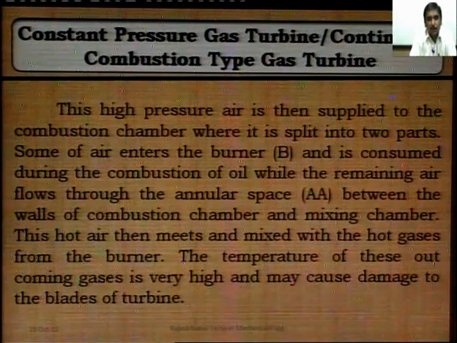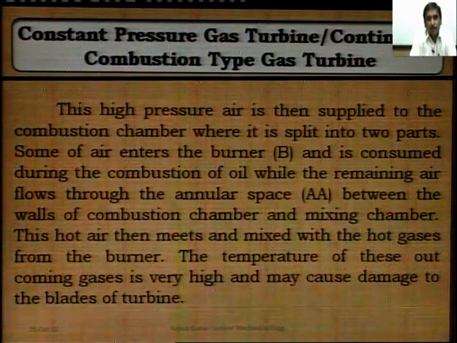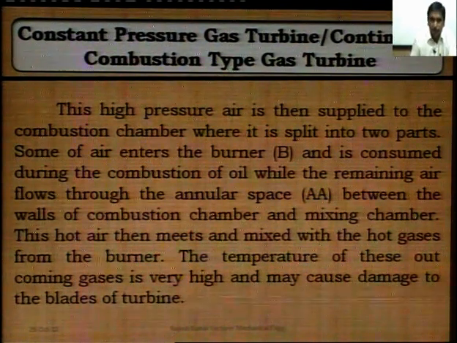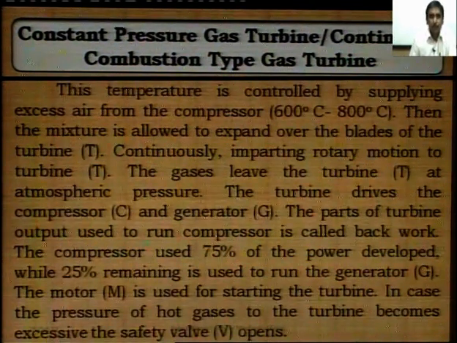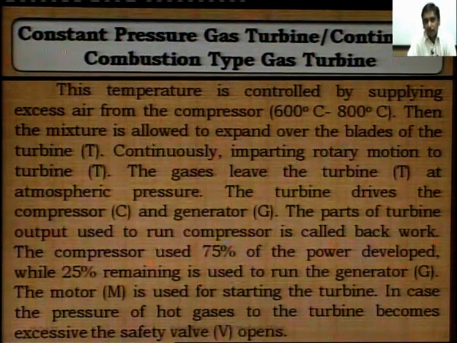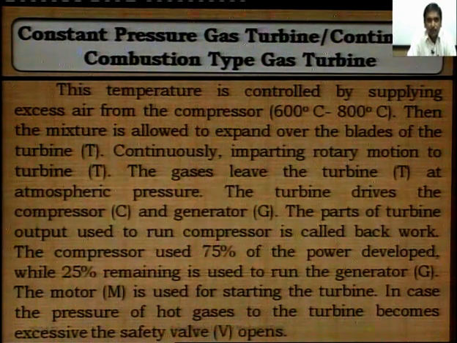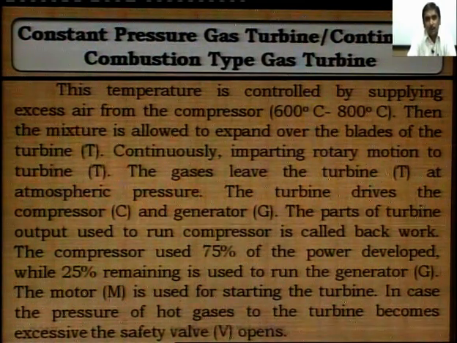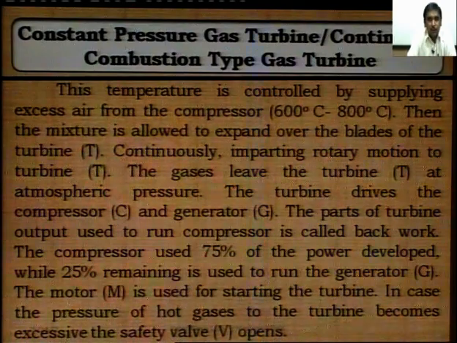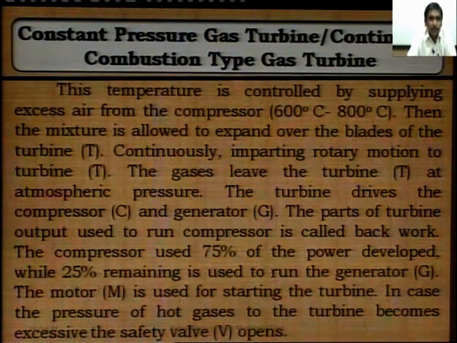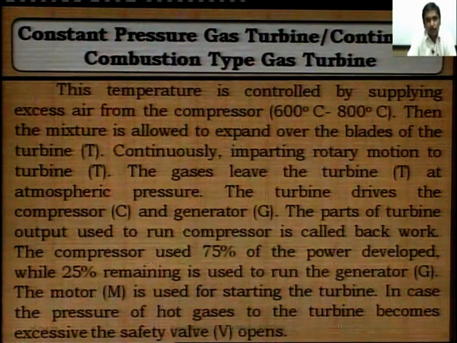The temperature of these outcoming gases is very high and may cause damage to the blades of the turbine. This temperature is controlled by supplying excess air from the compressor. Then the mixture is allowed to expand over the blades of turbine T, continuously imparting rotary motion to turbine T. The gases leave the turbine at atmospheric pressure.